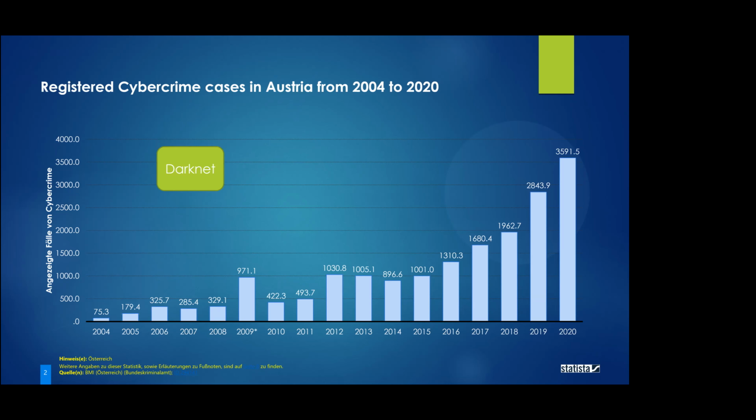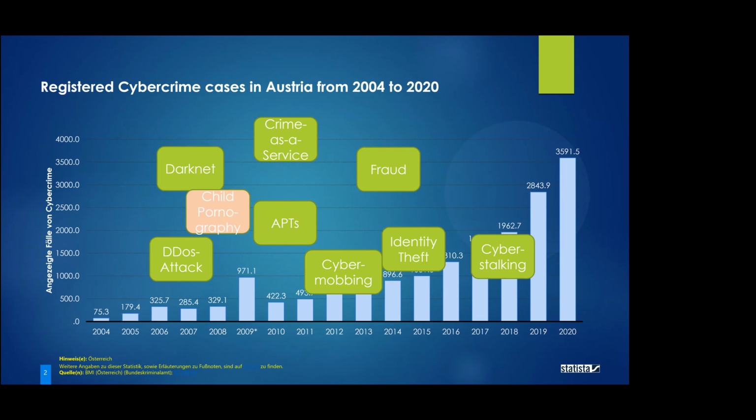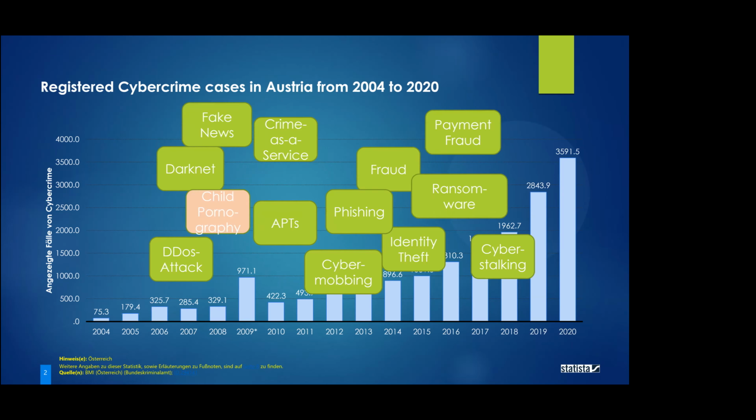For example, if we speak about cybercrime, you have the area of the darknet, crime as a service, advanced persistent threats, fraud, identity theft, DDoS attacks, cyber stalking, cyber mobbing, child pornography, ransomware, phishing, payment fraud, fake news, social engineering, and a lot more. This is only a short overview. And today we will focus on the area of child pornography.